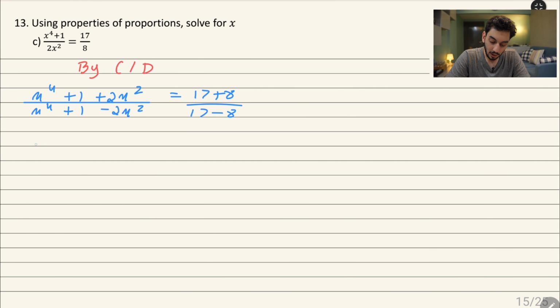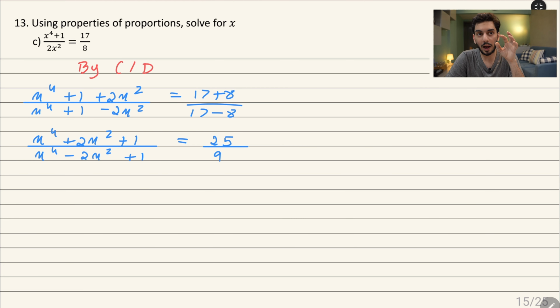Okay, can I just rearrange it in a specific order and write it as x raised to 4 plus 2x square plus 1. I'm writing it this way because I want it to be in reducing powers. Okay, so x raised to 4 minus 2x square plus 1 is equal to 17 plus 8 is 25, and in the denominator 17 minus 8 is just a 9.